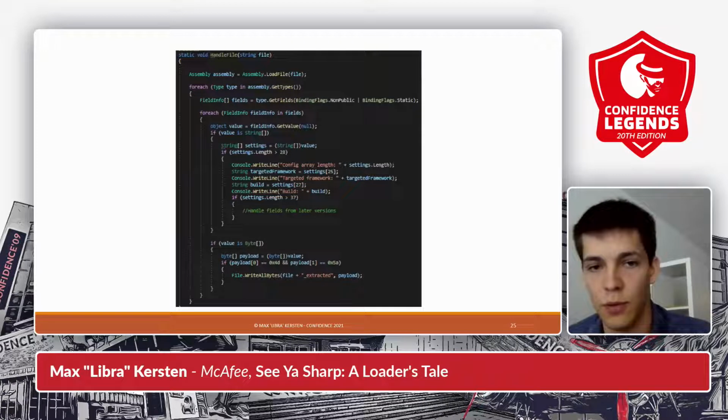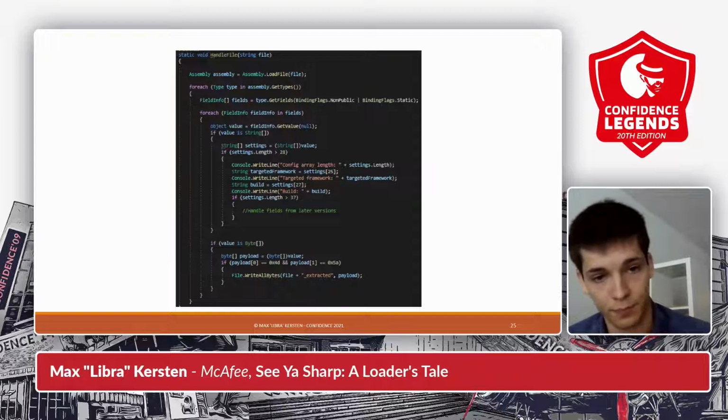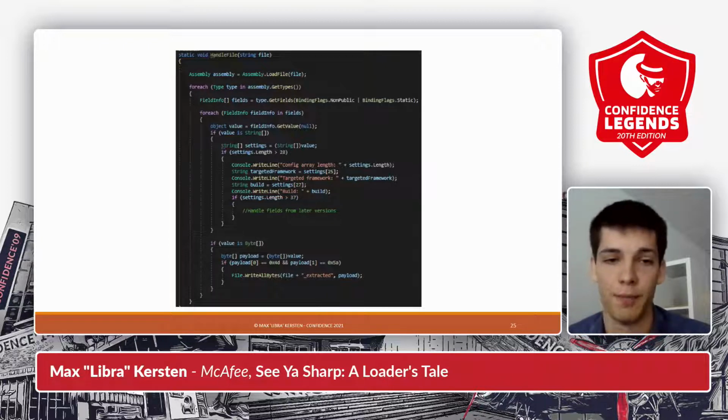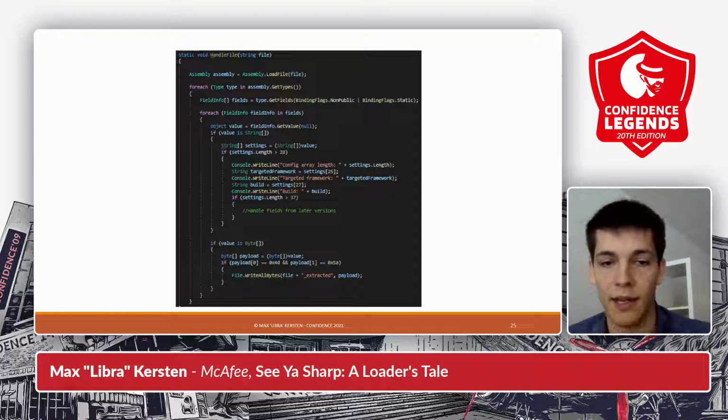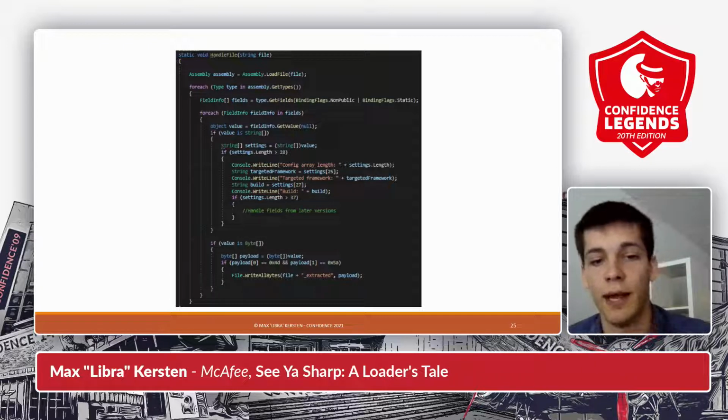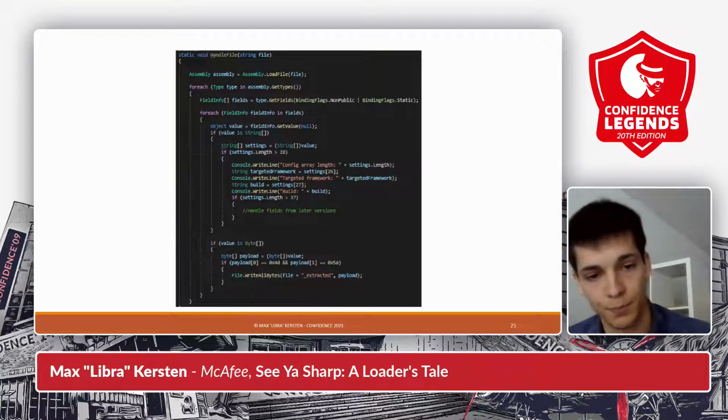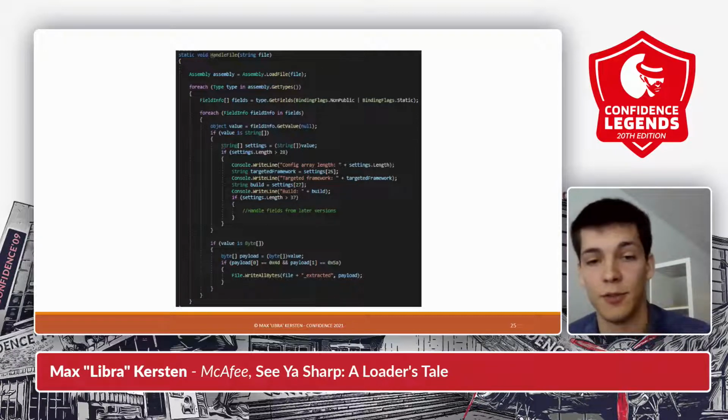Now, we want to get the fields from each class. We want to get the fields that are non-public, i.e. private, and we want to get all fields that are static. So we get all these back, and then we simply iterate over them. We want to get their value per field, and we want to check the type. If the value is a string array, then it might get interesting. And if the value is a byte array, it might also get interesting.